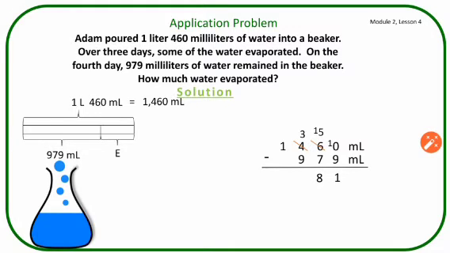Now we have 3 minus 9. Can we minus 9 from 3? No. So you have to borrow again.